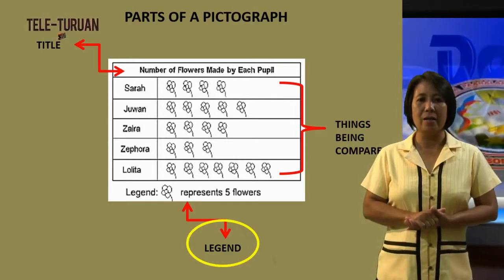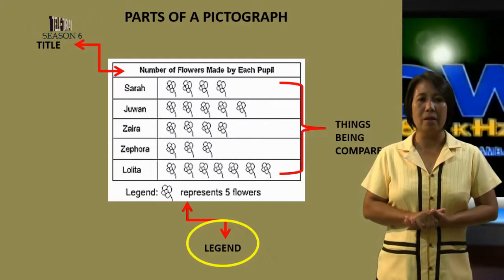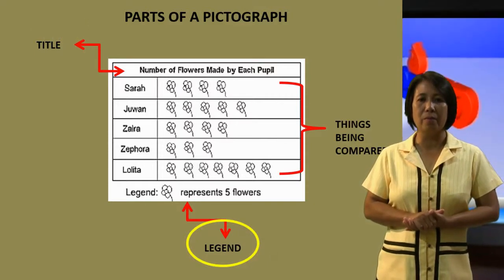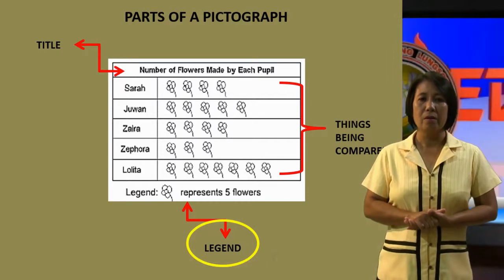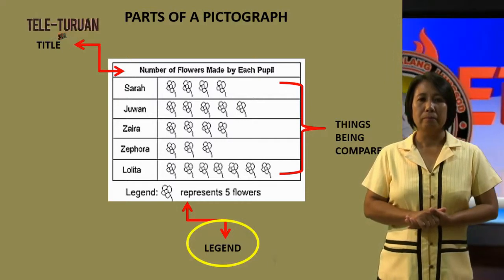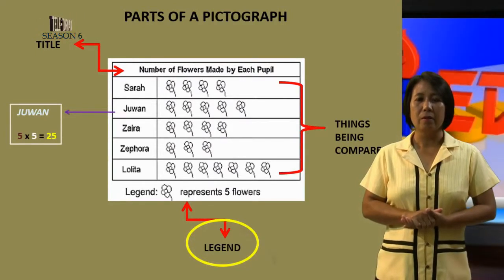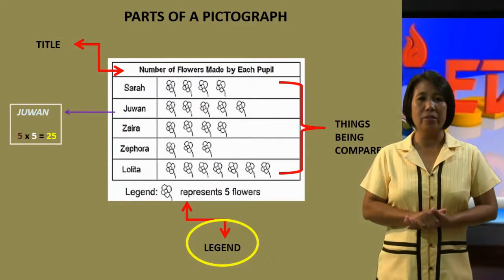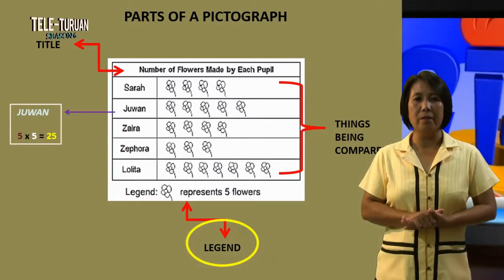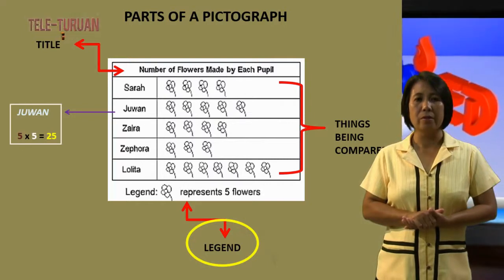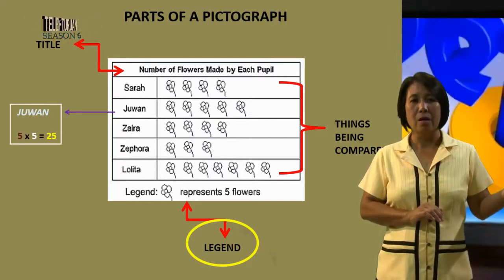To get the exact number of flowers that each pupil made, let us make an example by computing the number of flowers that some of the pupils made. Juan has 5 flowers across her name. We multiply it by the legend that says 1 flower is equivalent to 5 flowers. We come up with 25 flowers.